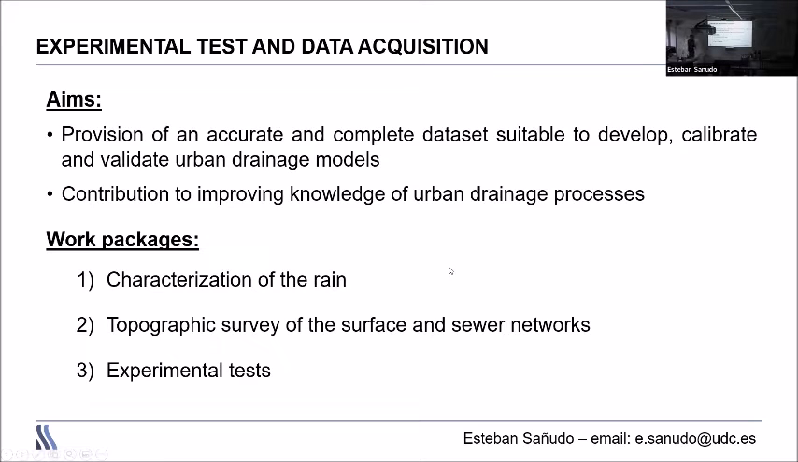So now I'm going to talk about how we carry out the experiments and how we acquire the data. I split this into 3 work packages. The first was the characterization of the rain, because it's important to know how much water is falling. The second block is to capture the topography of the facility, and finally, obviously, to make the experimental tests.